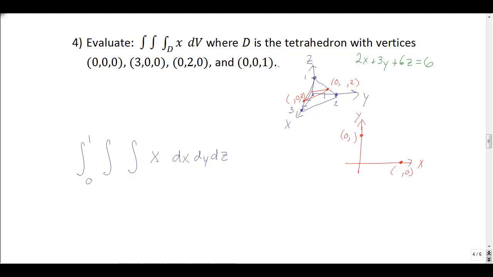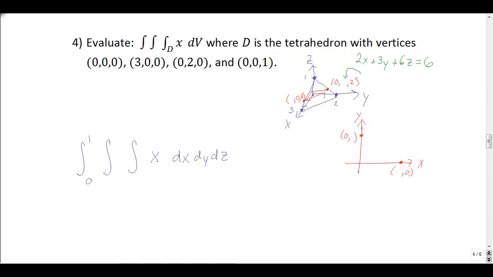If x is 0, y is 0, z is 1, I get 6. If x and z are 0 and y is 2, 3 times 2 gives me 6. If y and z are 0, x is 3, 2 times 3 gives me 6. So that certainly is the equation of the plane. Now I've got to fill in these coordinates, which I probably haven't left enough space for.